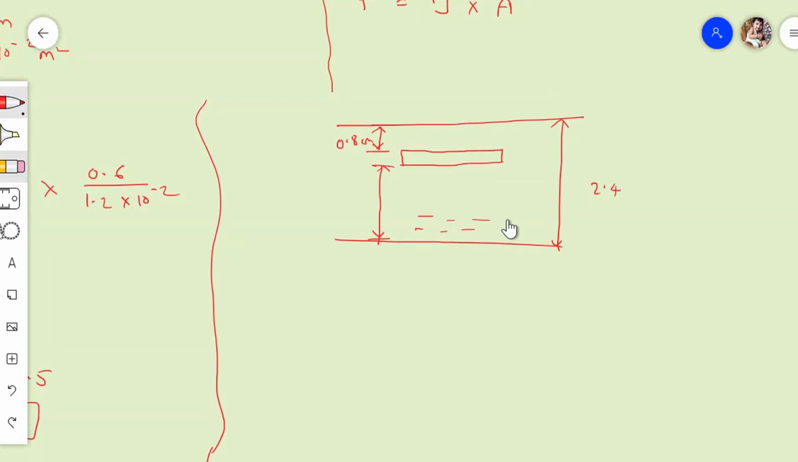Here again we have glycerin only, and I have to find out the force. So if this is 0.8 centimeter, and the total given to me is 2.4 centimeter, then how much will this be? 1.6 centimeter. So tau 1 is equal to mu du by dy.